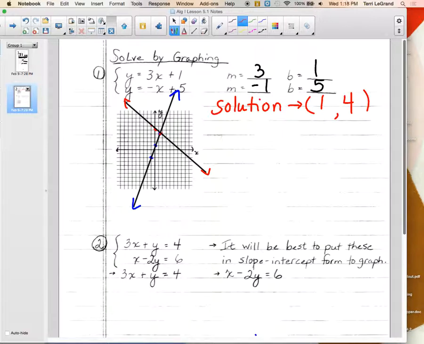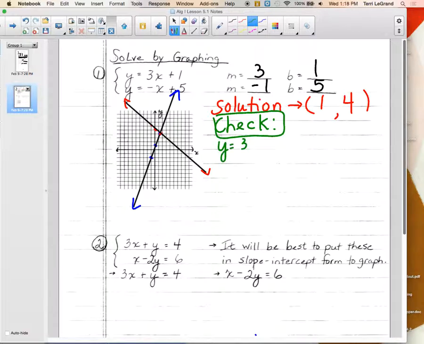So we have to do check problems. Yes, you have to do check problems, those few that you have to do tomorrow. I'll let you out of them today, we're doing them, okay? So check. We think the solution is ordered pair (1, 4). It has to check in which equation? Both of them.